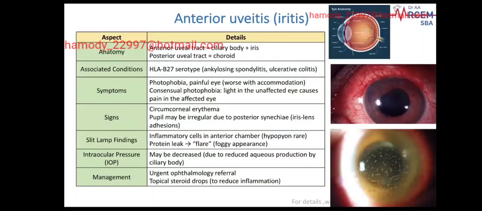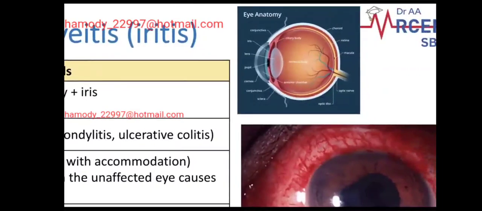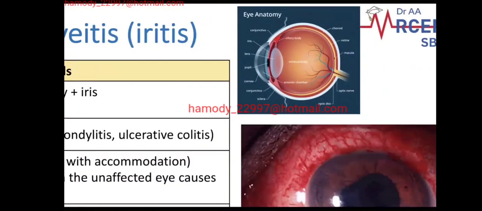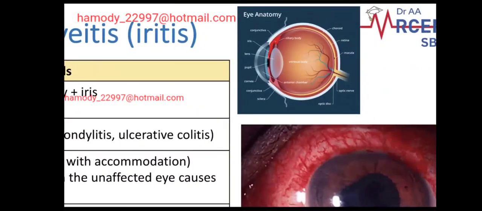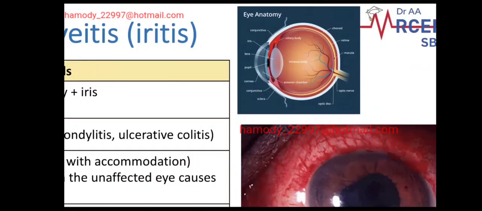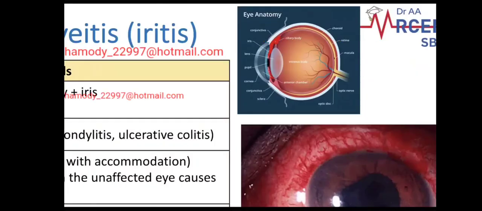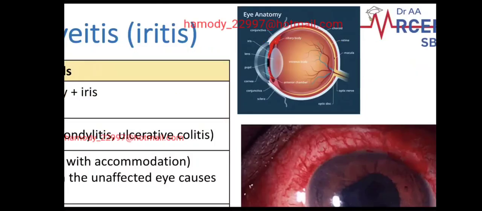Anterior uveitis, very important, multiple times tested in the exam, so do not ignore it. Anterior uveitis, anatomically, we are already aware of. It includes two structures, the ciliary body and the iris. What happens here? Due to the inflammation of the iris, strictures or adhesions can form underneath the lens. Okay, this is important. Because the adhesions are formed, the pupil cannot constrict and dilate.